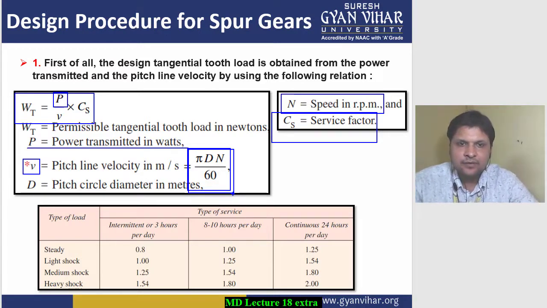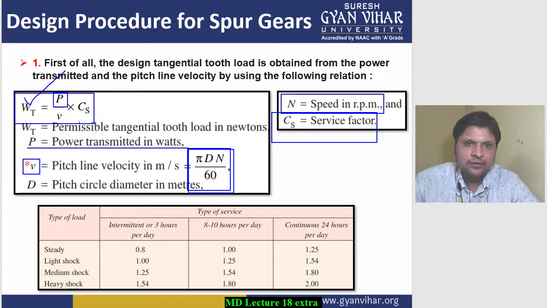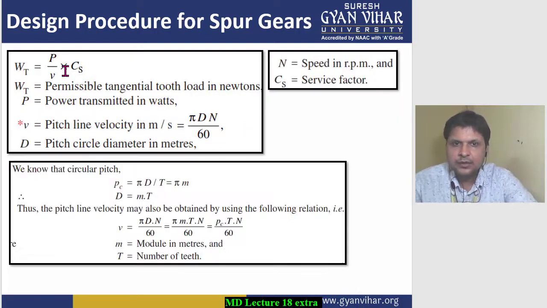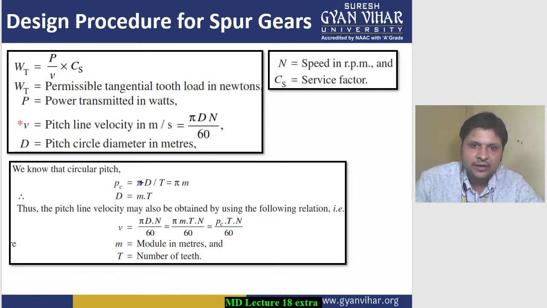Now moving further, this was the first step, to calculate the WT value. Now moving into the second step. Our first step is now, I think, clear to you. In this, one more thing that you have to keep in mind is the pitch line velocity for both the gears. We all know that velocity is equal to pi dN by 60.